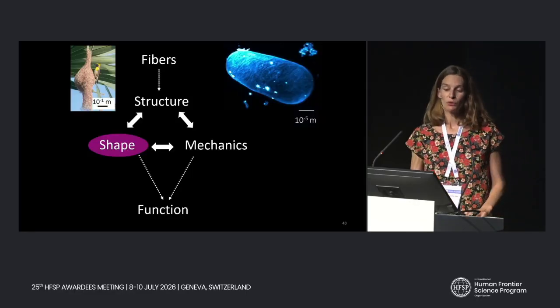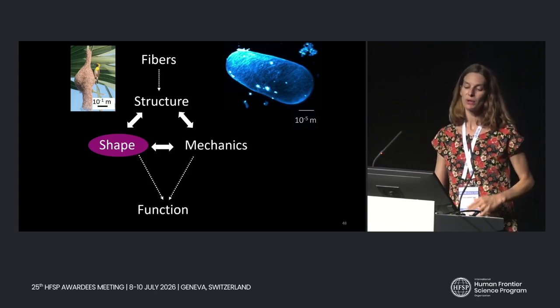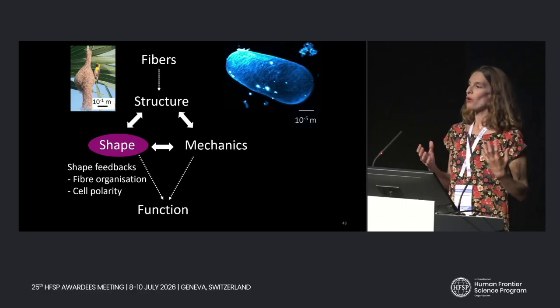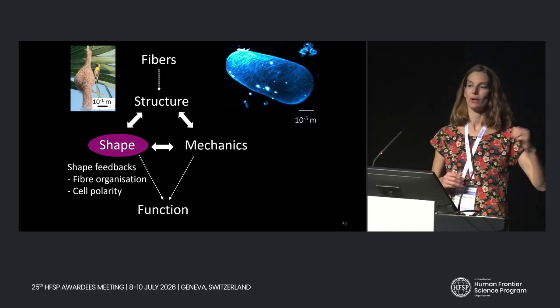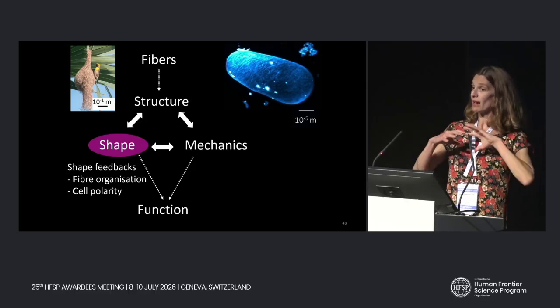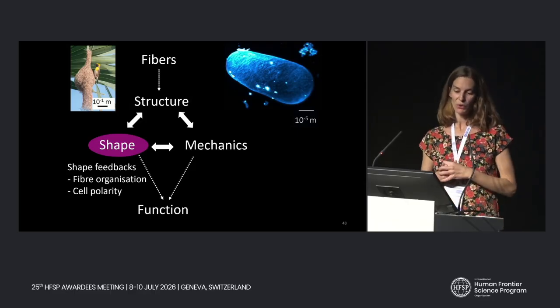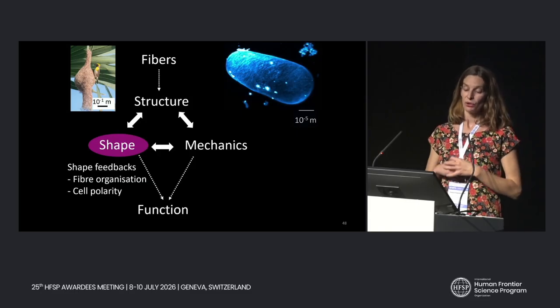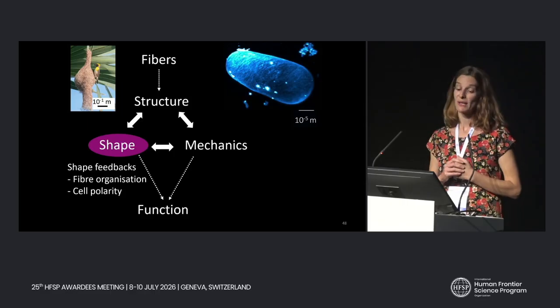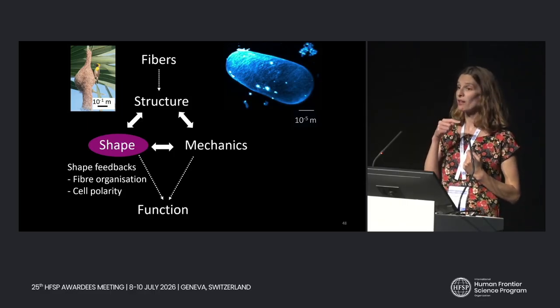So in the end, what do we have? So I think I've shown you that the shape can actually feedback on the fiber organization, so the cell wall fibers, but also the internal scaffold, the microtubule fibers. And the shape can also feedback on cell polarity. So now what we are trying to understand is how cell polarity itself can feedback on fiber organization.